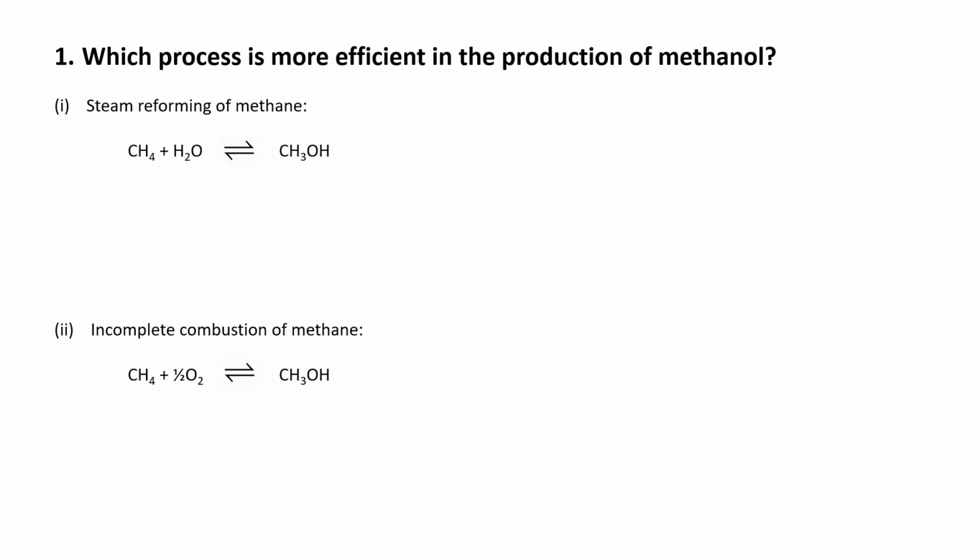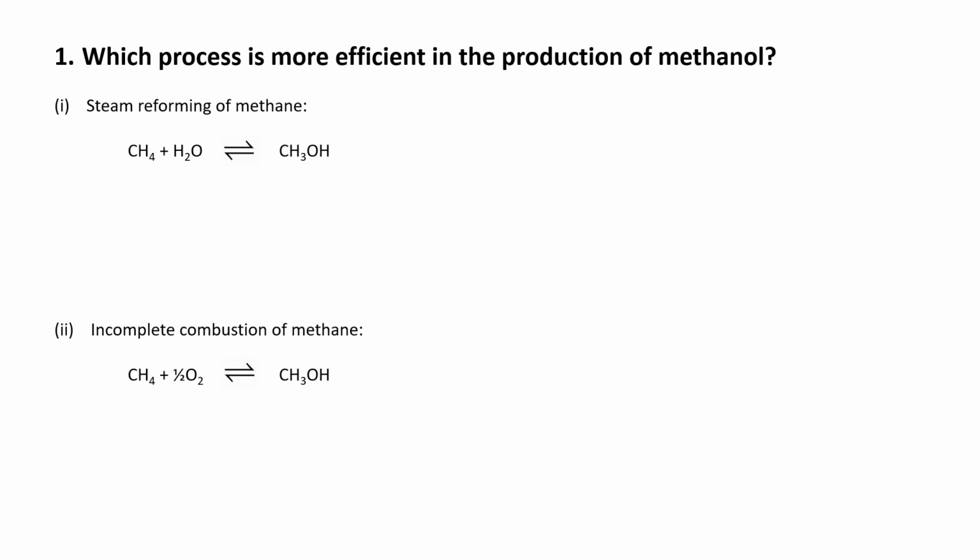Question 1. Which process is the more efficient in the production of methanol? Here we have two processes by which methanol is produced from methane. Process 1 involves the steam reforming of methane, and process 2 is the incomplete combustion of methane.